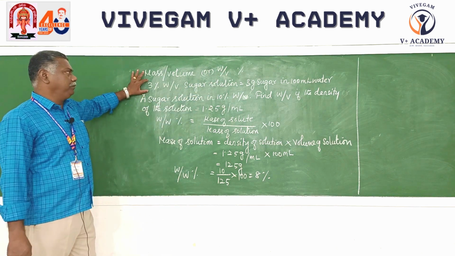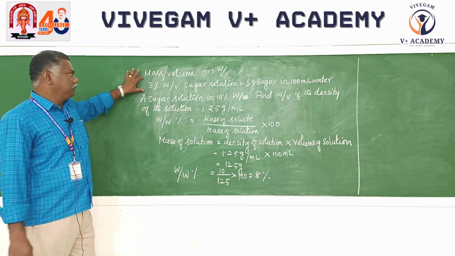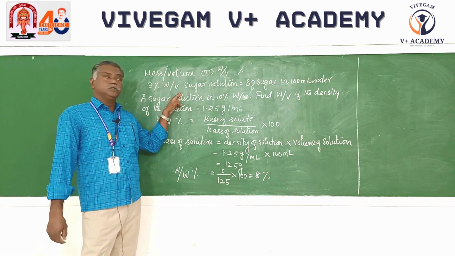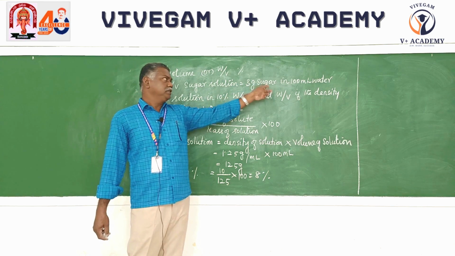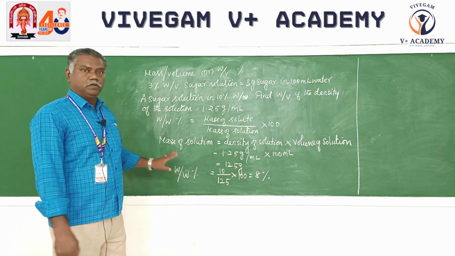For example, 3% weight by volume sugar solution. How will you prepare 3% weight by volume sugar solution? That is 3 gram of sugar is taken and it is dissolved in 100 ml of water. That's all. This is one of the examples.